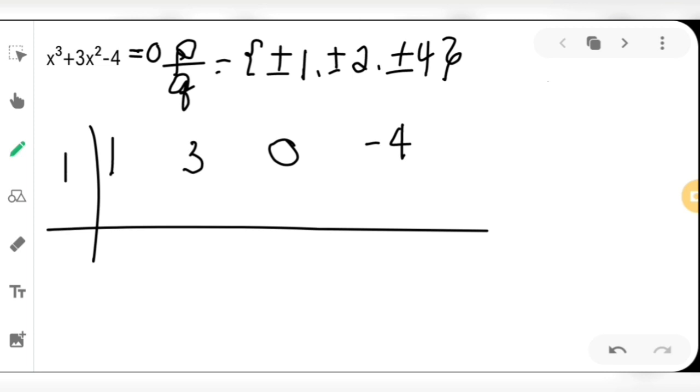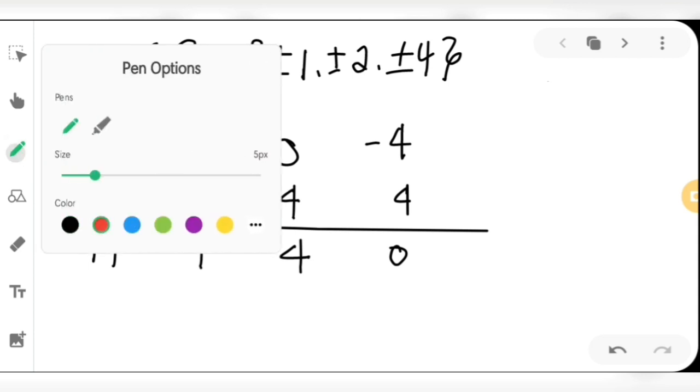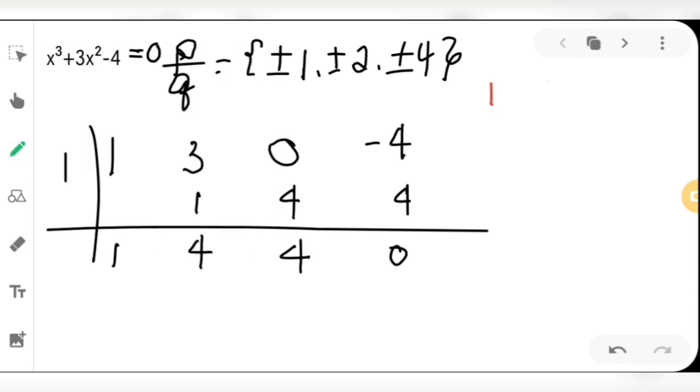So bring down 1. 1 times 1 is 1. 3 plus 1 is 4. 4 times 1 is 4. 0 plus 4 is 4. 4 times 1 is 4. Okay, so we have here now a root. Our first root is 1.